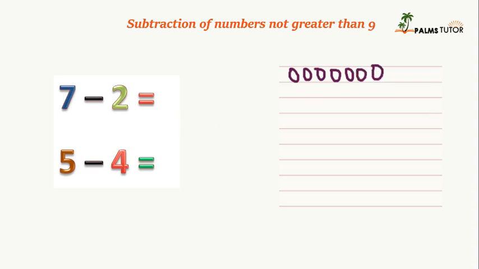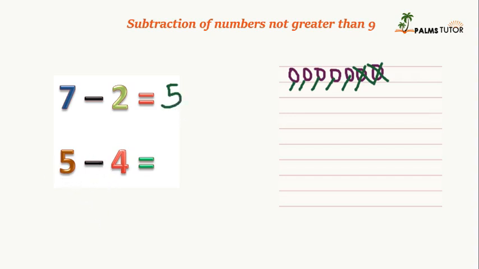Now we are going to take away 2. Take away 2. 1, 2. Cancelled. How many circles do we have left? 1, 2, 3, 4, 5. 7 minus 2 equals 5.